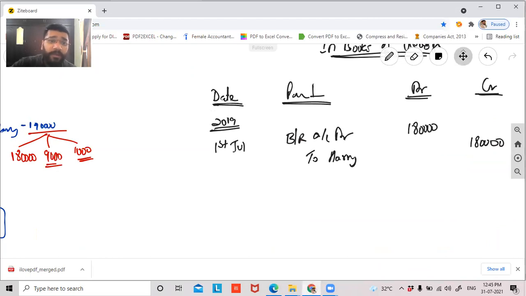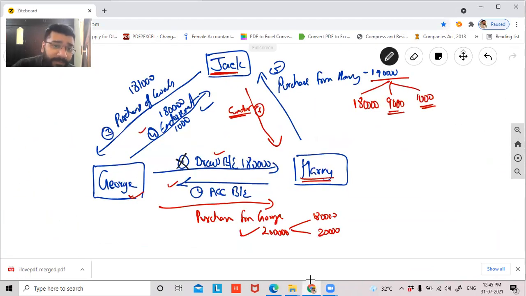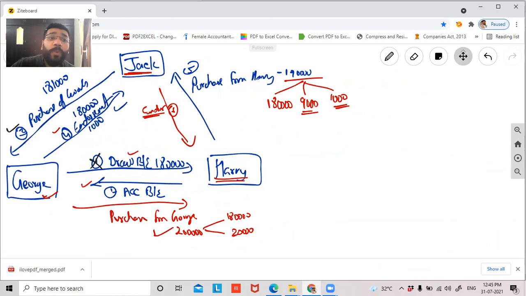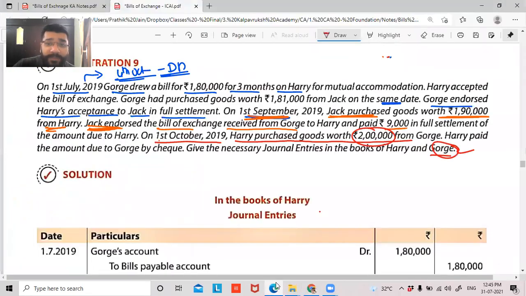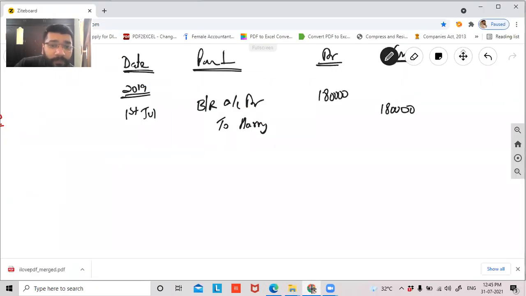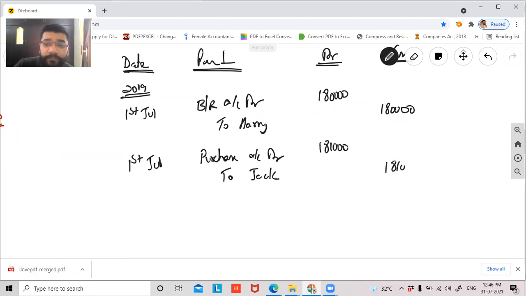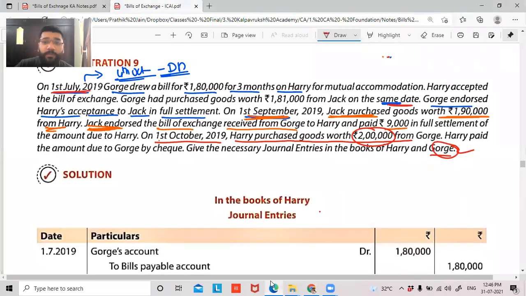Yes, sir. Now what is happening? After the bill is accepted, next, on the third stage, goods are purchased from Jack on credit. Goods worth 1,81,000 are purchased. On what date is it purchased, guys? On the same date. Georgie has purchased goods worth 181 from Jack on the same date. Same date means what? Can I say 1st of July? Yes, sir. So on 1st of July, what is the entry for purchase? Credit purchase. Purchase account debit to Jack. Yes or no? Yes, sir.